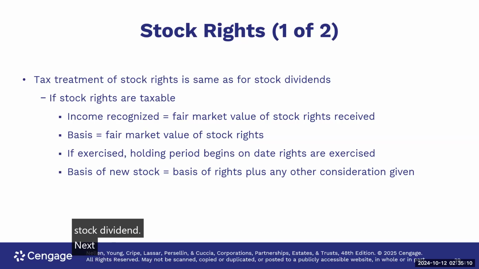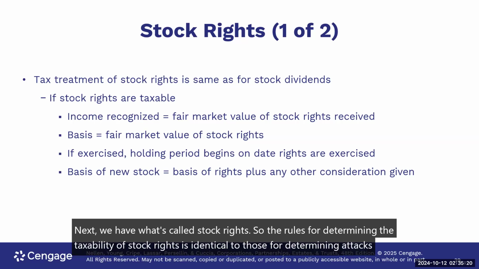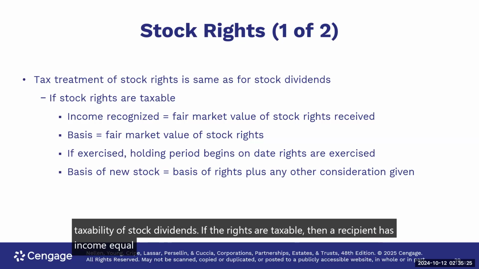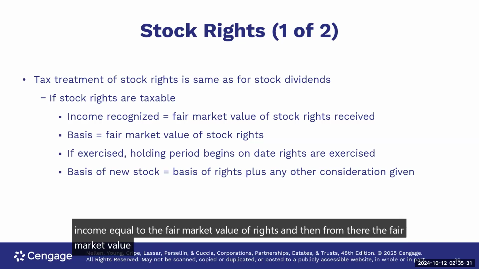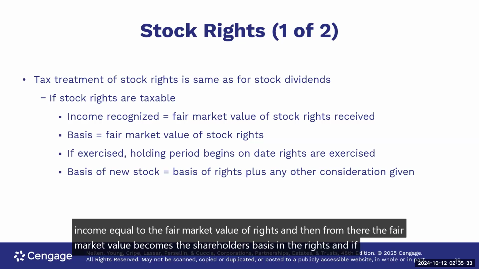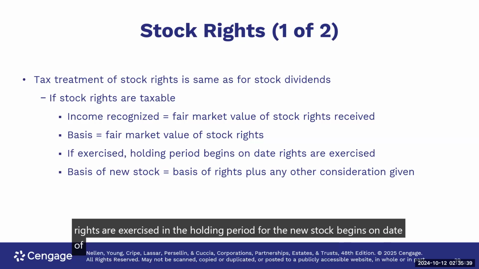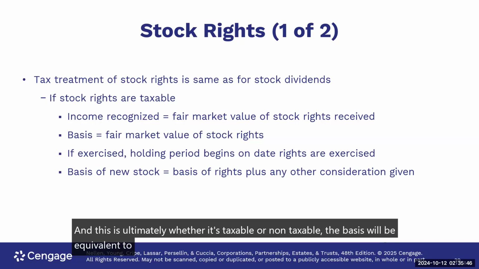Next, we have what's called stock rights. So the rules for determining the taxability of stock rights are identical to those for determining the taxability of stock dividends. If the rights are taxable, then a recipient has income equal to the fair market value of rights. And then from there, the fair market value becomes the shareholder's basis in the rights. And if the rights are exercised, then the holding period for the new stock begins on the date of rights. And this is ultimately whether it's taxable or non-taxable. The basis will be equivalent to the fair market value of the stock rights.